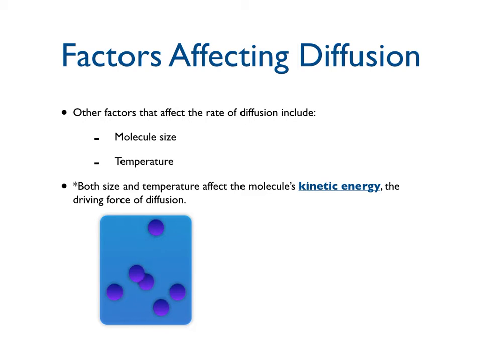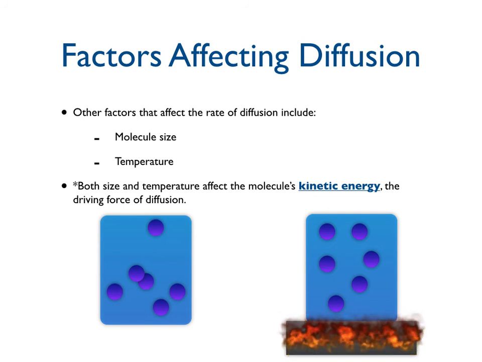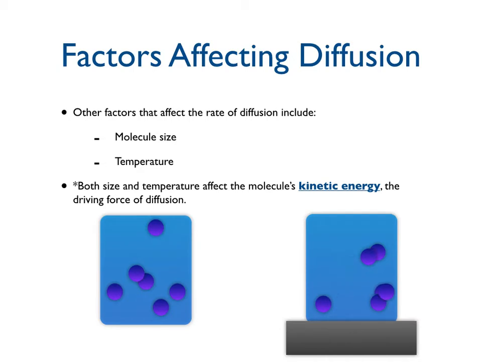Now let's take a look at what happens if we take the beaker of water and heat it on a hot plate. As you can see, those particles move much more quickly than they did at room temperature. So by increasing the temperature, the kinetic energy of the particles increases, meaning that they move much more quickly, and as a result, diffusion occurs more quickly at this higher temperature than it does at room temperature.